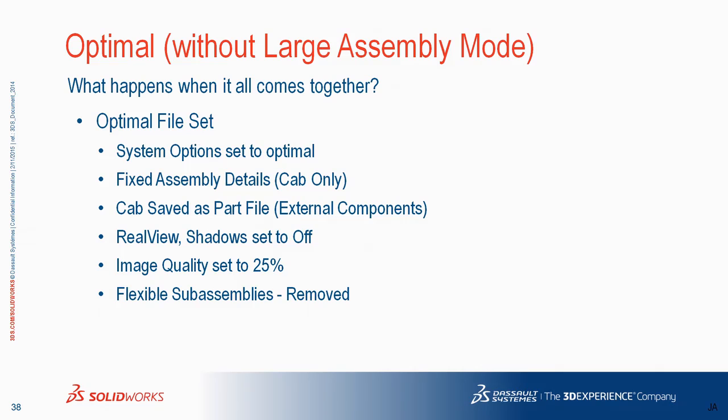We fixed the assembly details just for the cab once again. We saved the cab as a part file because we saw that was a huge benefit in savings. We turned RealView, shadows, we set those to off. We set our image quality to 25%. By the way, setting image quality to a lower scale also cuts down file size as well. Flexible sub-assemblies, we set those to resolve. That cleaned up a lot of our mates as well at that point in time, removed a lot of our top-level mates.